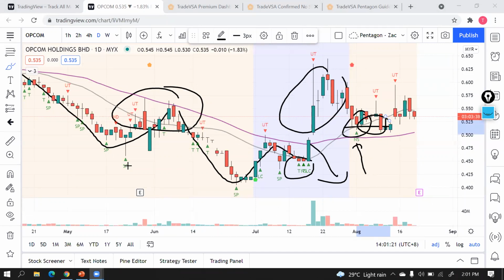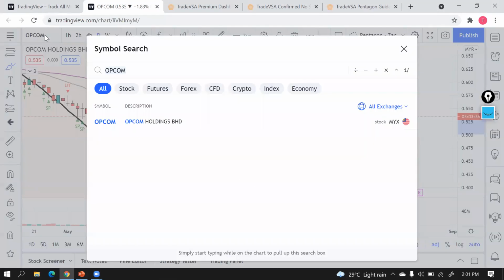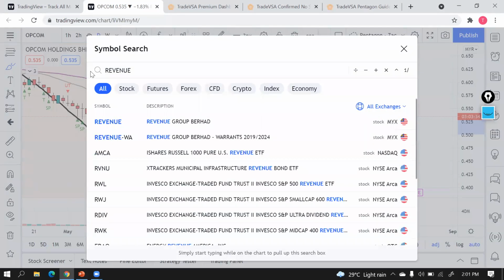Revenue got NS near the 20 and 40 today. Oh, is it? Okay.